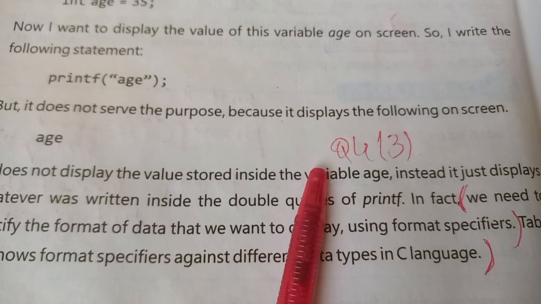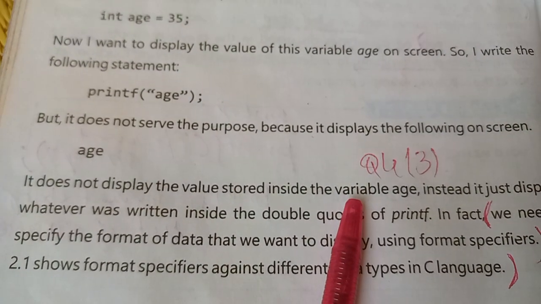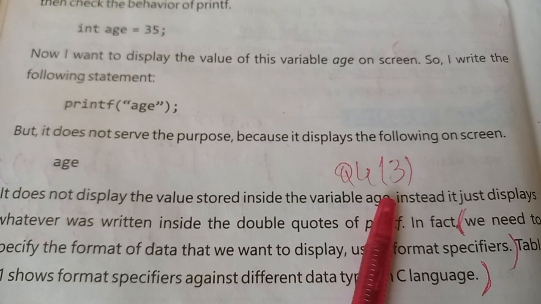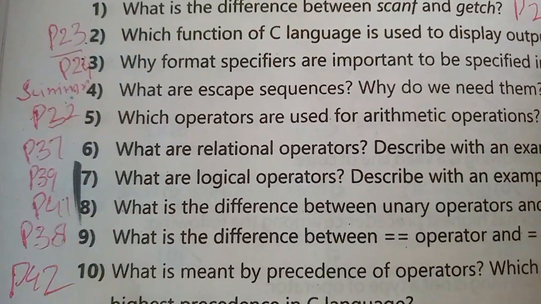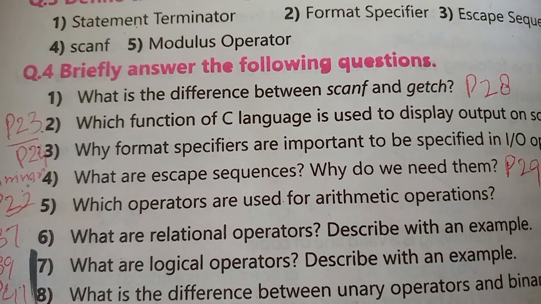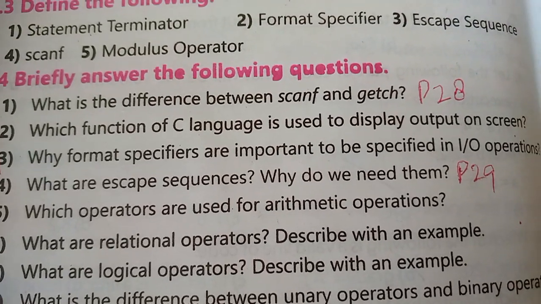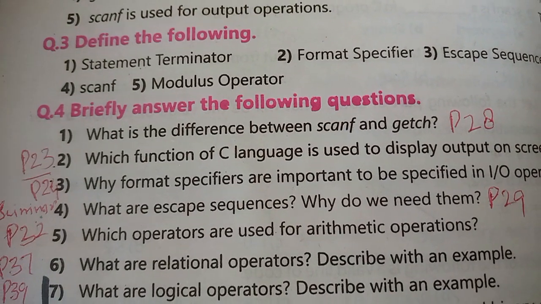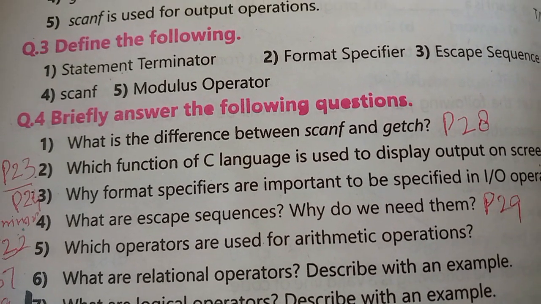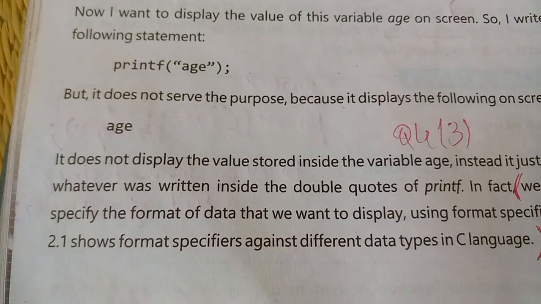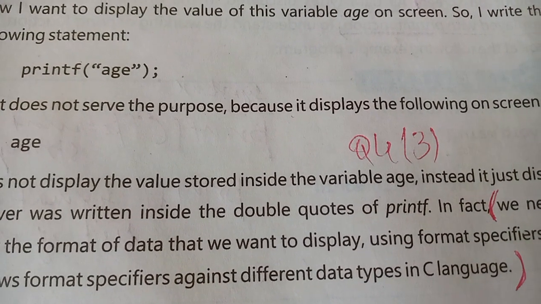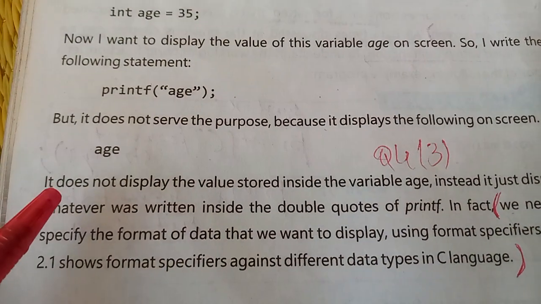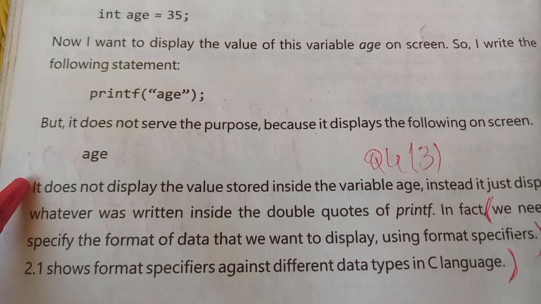Here is a short question, question number 4 of the exercise, and it's part number 3. Why are format specifiers important to be specified in IO operations? This is part 3 of question number 4. So its answer is here. I have marked it. If this question is asked in long, then you will continue from here.